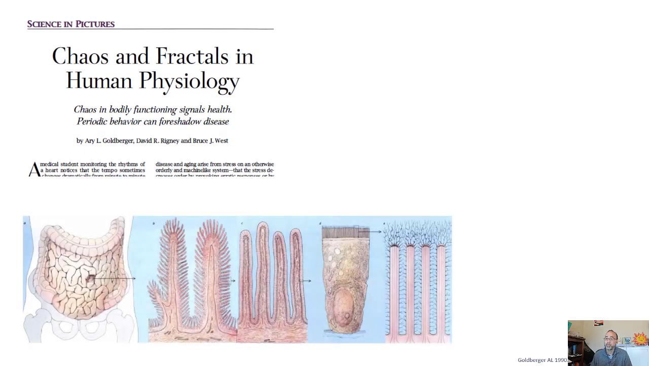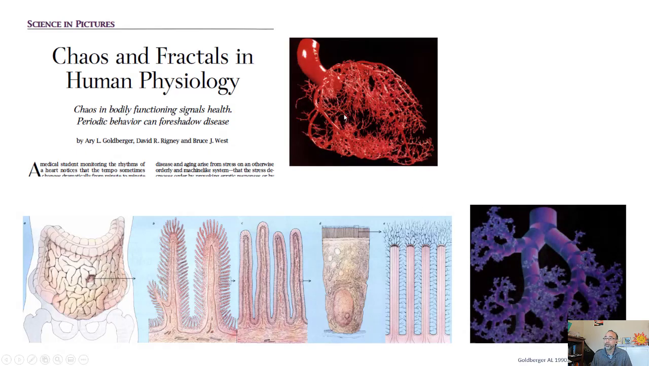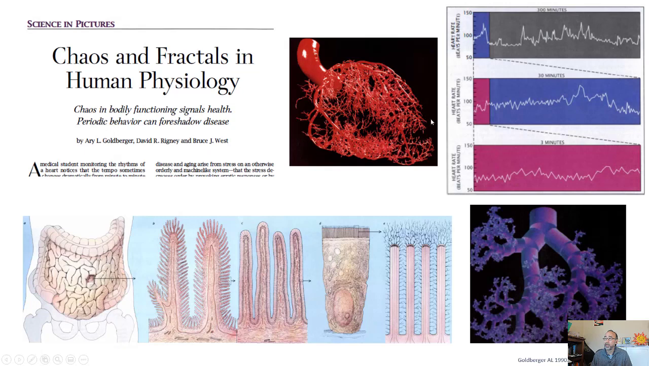And in the early 1990s, some scientists like Ary Goldberger and Bruce West speculated that certain characteristics seen in chaos theory and nonlinear dynamics might underlie some of the unique features seen in biology. This includes the fractal characteristics that we see in the GI tract, in the lungs, and also the heart. And this extended also to temporal complexity as well.